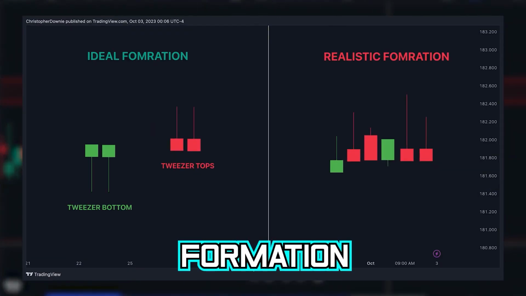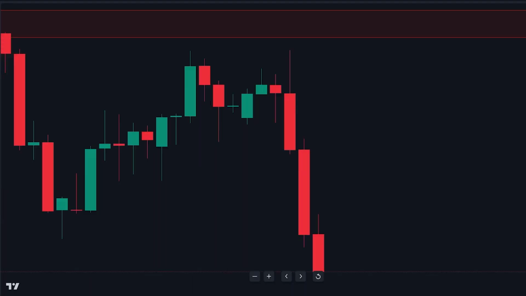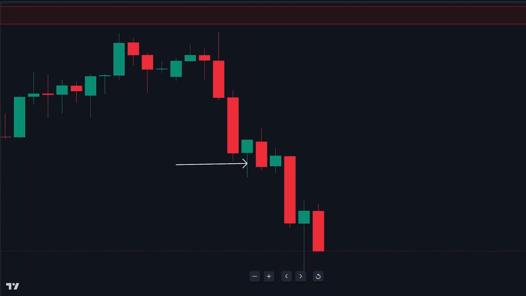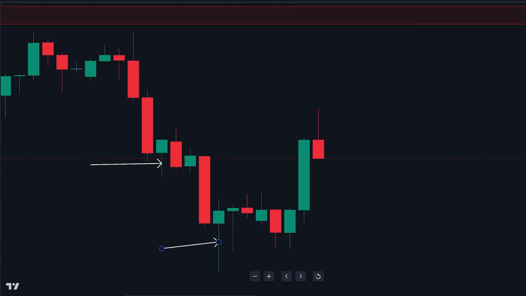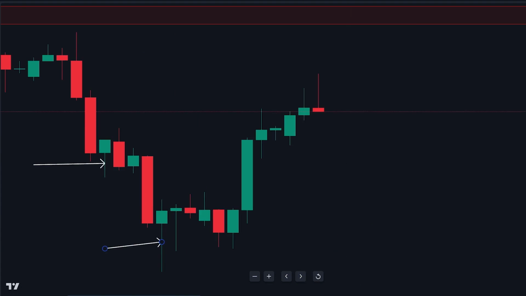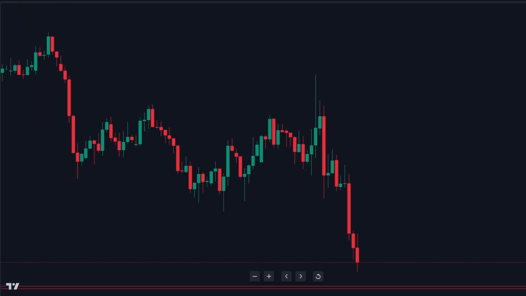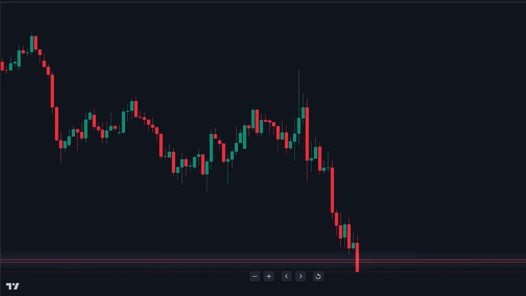The first formation we will discuss is called the tweezer candle formation. This candle pattern is formed when sellers or buyers begin to lose control in the market. The pattern is defined by two or more candles with long wicks to the downside or upside and a small body. This pattern is most significant when it forms during a strong trending market and will indicate a potential incoming reversal.